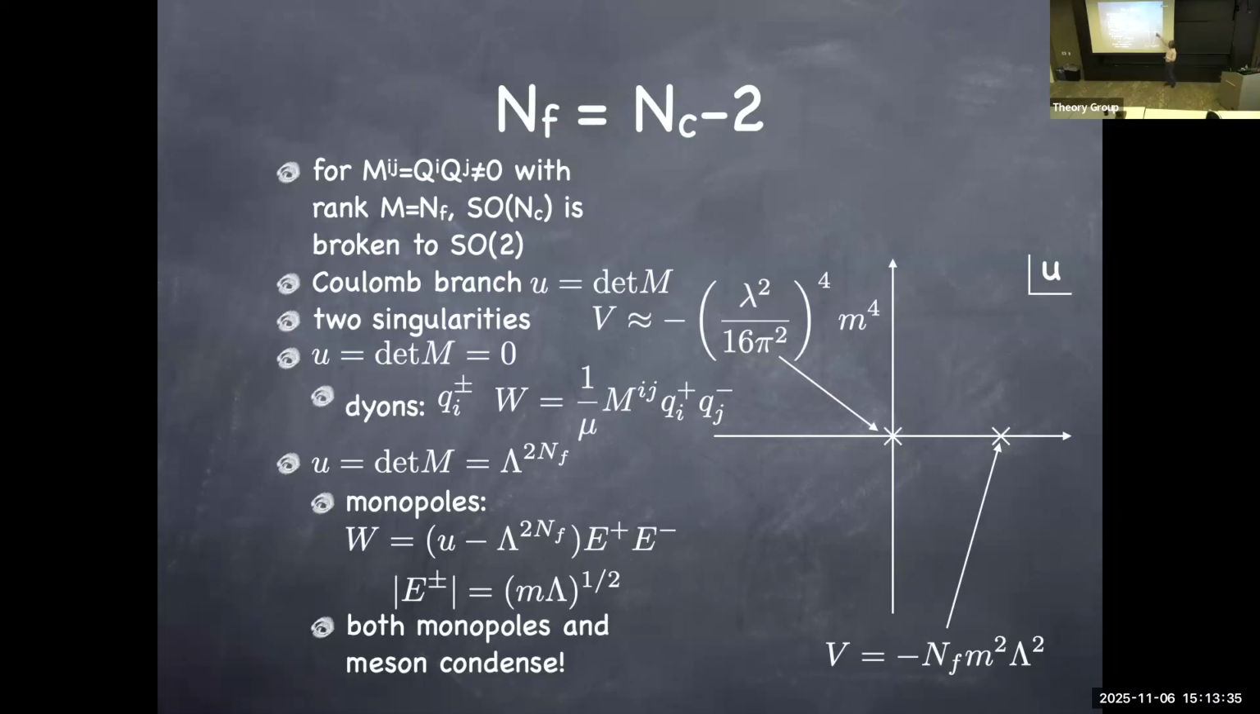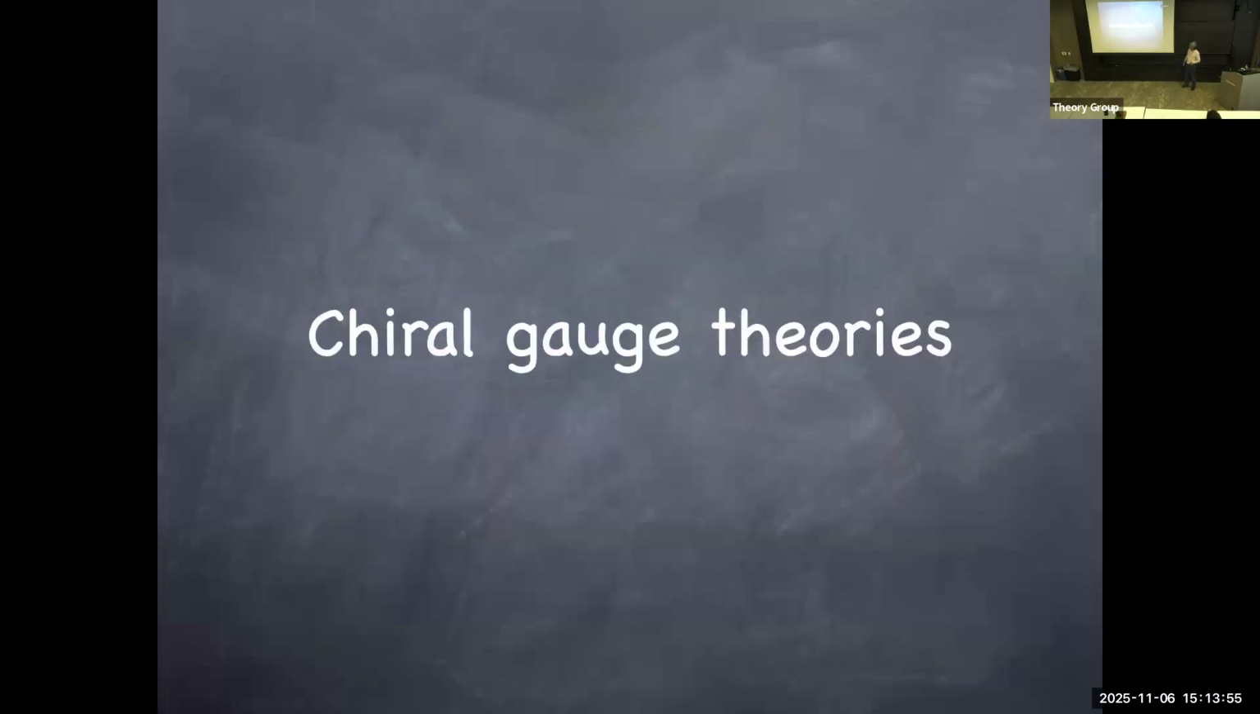And also, at this point where dyons condense, you have this U field, which is the determinant of the meson, that has a particular value. Therefore, mesons condense at the same time as the dyons, meaning confinement and chiral symmetry breaking happen together. So you can see that as well.